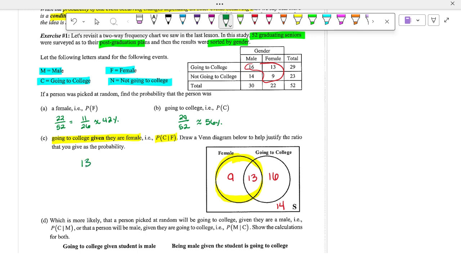So how'd you get that? I narrowed it down to going to college and female. Right. So there are 2 ways you could have done it. If we knew that they had to fall in the female circle, you could have added this up total. So there's 22, and there were 13 that were doing both. Or you could have looked at the 2-way frequency table. You use the total number of females because we know that they're female, and you use the number of them going to college.